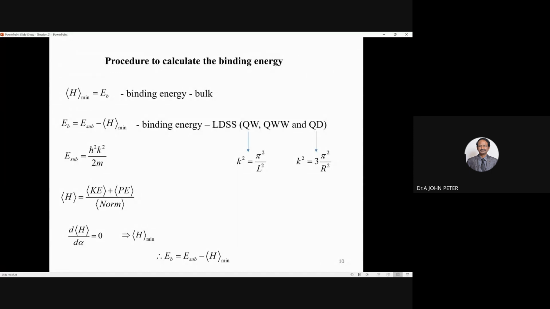What is the sub-band energy for the infinite one? Simple formula: h bar squared k squared by 2m. What is k squared? Pi squared by L squared, for the quantum well problem. For the quantum dot, k squared will be 3 pi squared by R squared. Binding energy E sub b equals E sub minus H minimum. Okay.